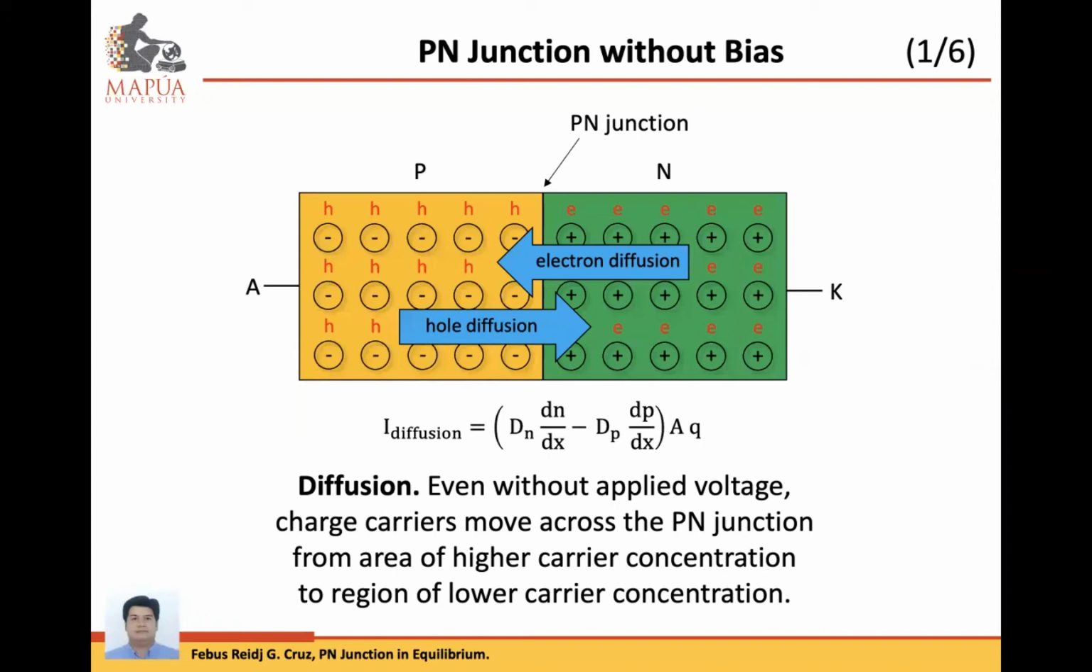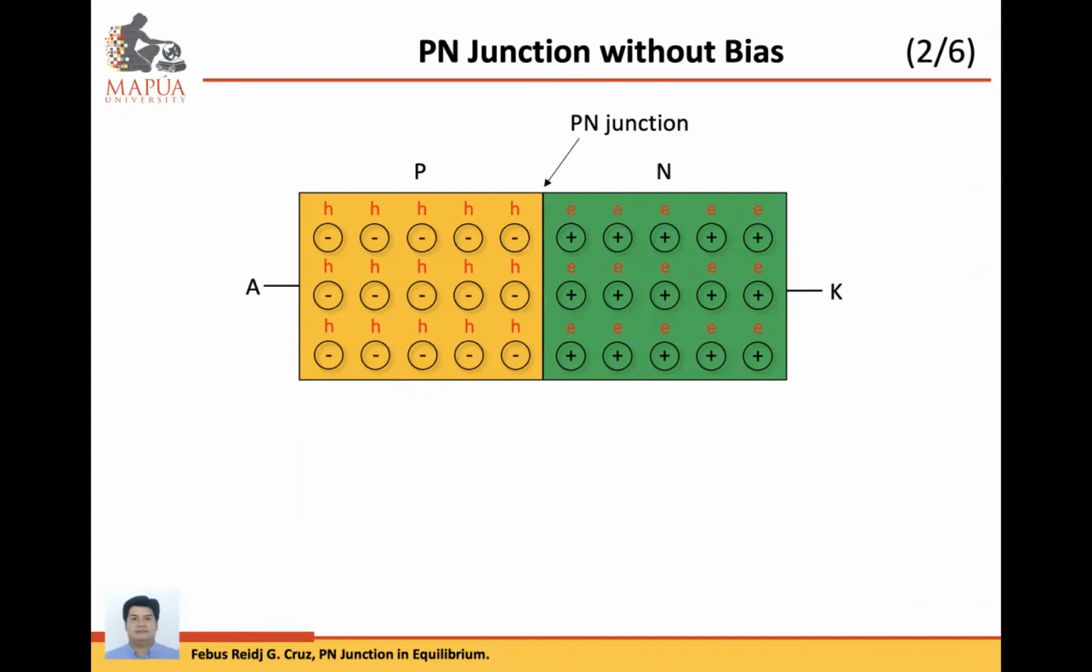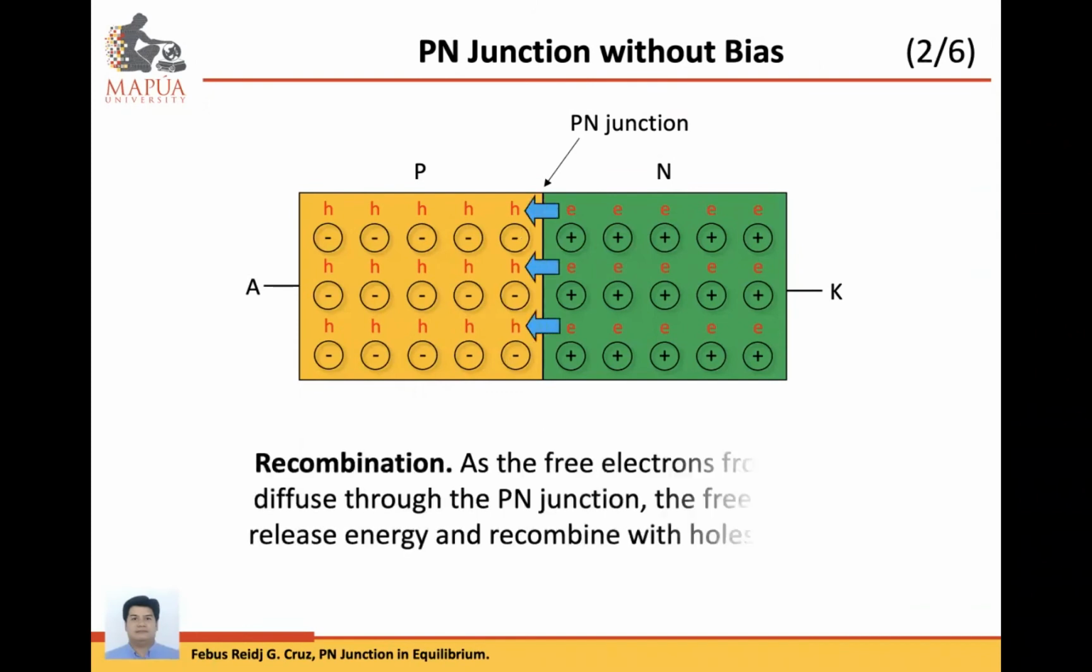So that will provide the diffusion current, dependent on the concentration gradient. Now, after the diffusion, let us focus our attention on the electrons. So let's say the free electrons diffuse across the p-n junction.